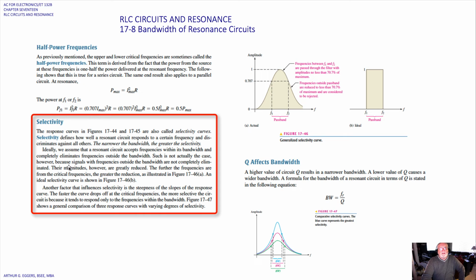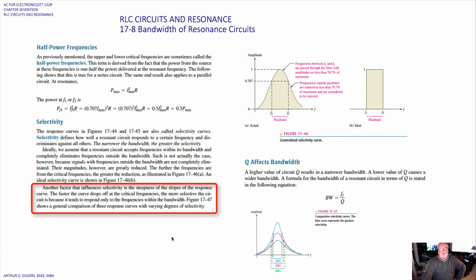Such is not the case, however. Those signals with frequencies outside the bandwidth are not completely eliminated. Their magnitudes, however, are greatly reduced. So this is where our half power relationship starts playing in. Another factor that influences selectivity is the steepness of the slope of the response curve. The faster the curve drops off at the critical frequencies, the more selective the circuit is, because it tends to respond only to frequencies within the bandwidth.